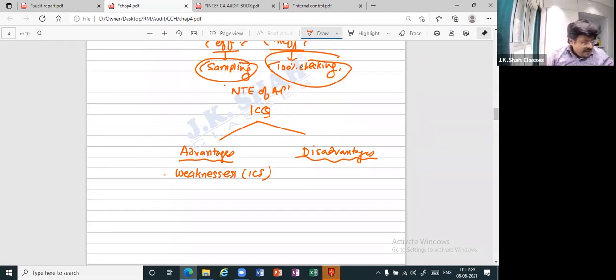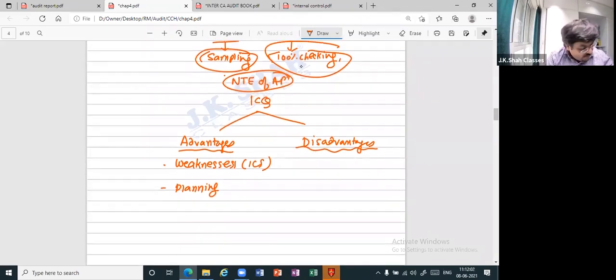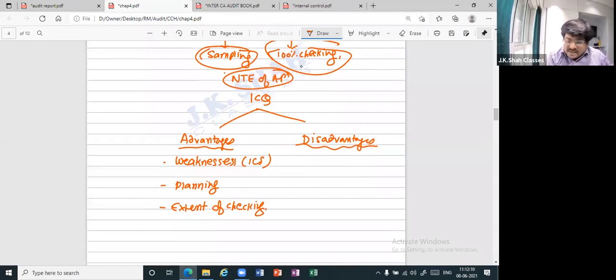Apart from that, if you appreciate, it helps the auditor in planning. I hope it helps him to decide the nature, timing and extent of the audit procedures. And obviously, it helps the auditor to decide what should be the extent of checking, whether he should go for sampling or whether he should go for 100%. All cool? Come on. Disadvantages.